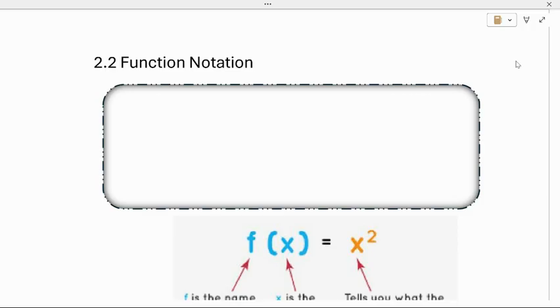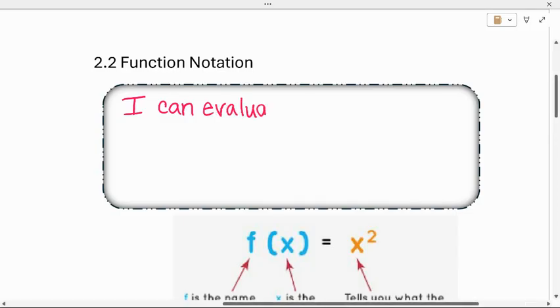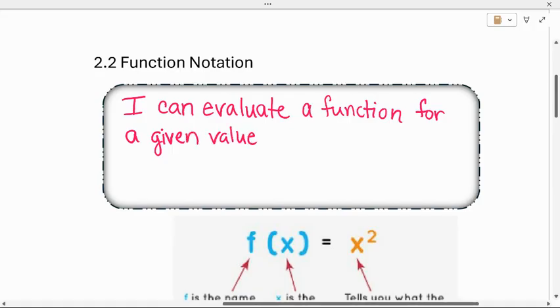is our I can statement. What is the I can statement for lesson 2.2? Owen: I can evaluate a function for a given value using function notation. Yes, I can evaluate a function for a given value using function notation.